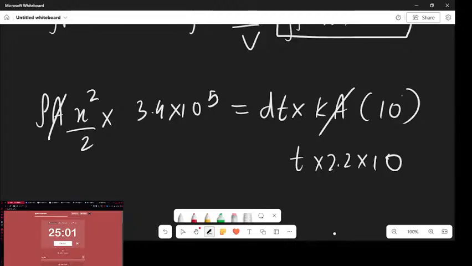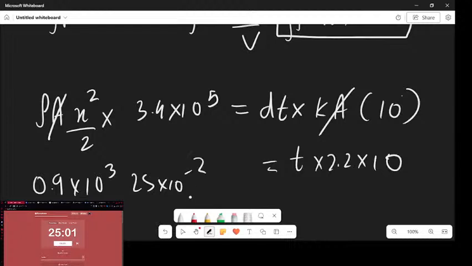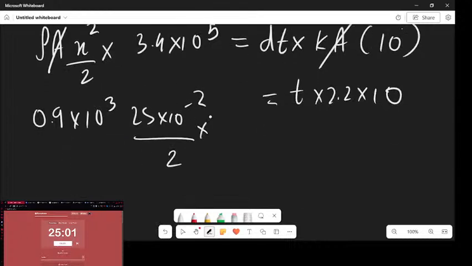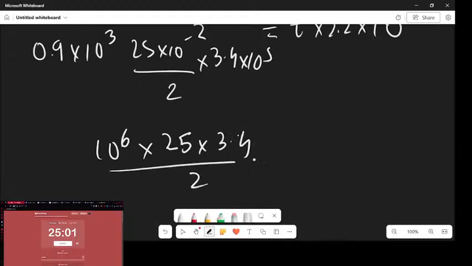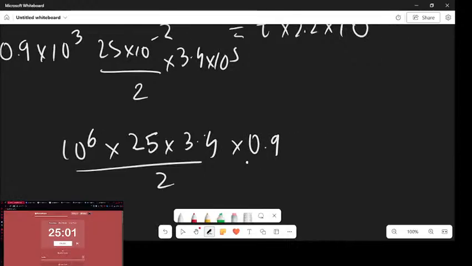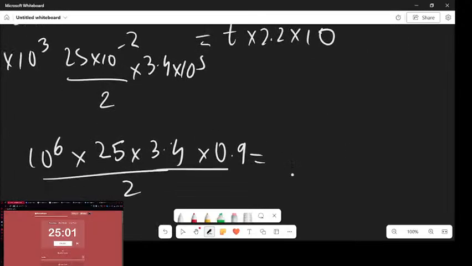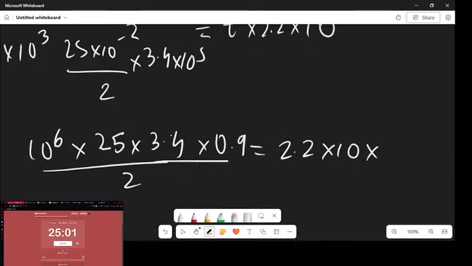K is 2.2 into 10, and rho is 0.9 into 10 cube, and I guess x square should be 0.5 into 10 to the power minus 2 squared, 25 into 10 to the power minus 2, divided by 2 into 3.4 into 10 to the power 5. So 10 to the power 6 into 25 into 3.4 divided by 2 into 0.9 is equal to 2.2 into 10 into T.